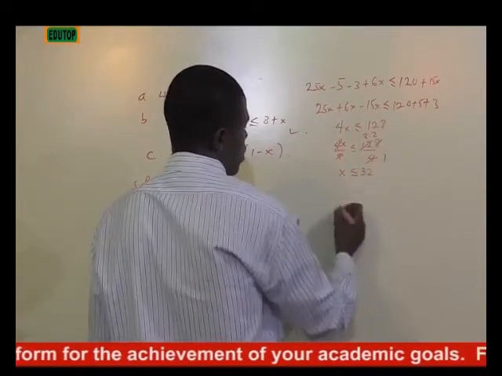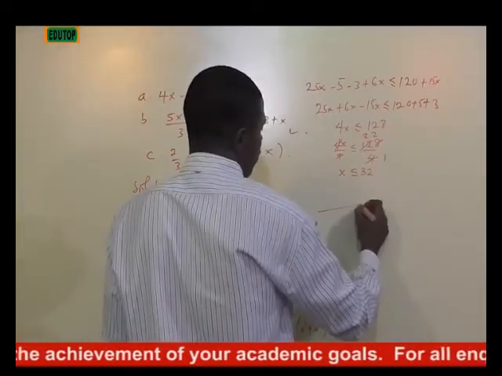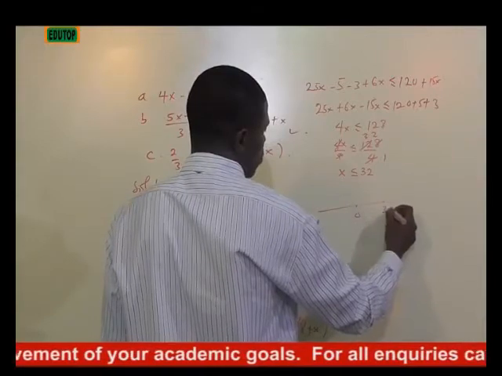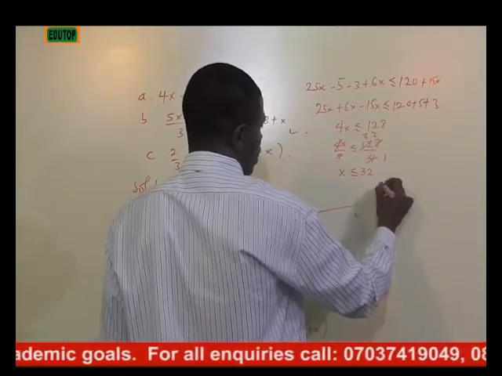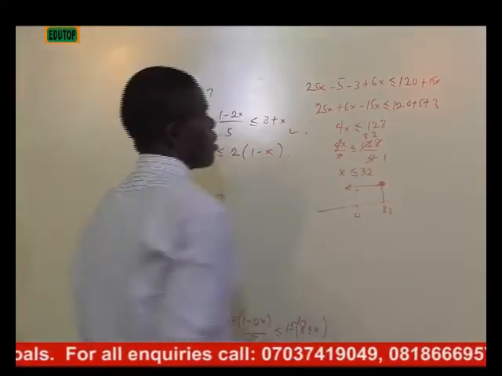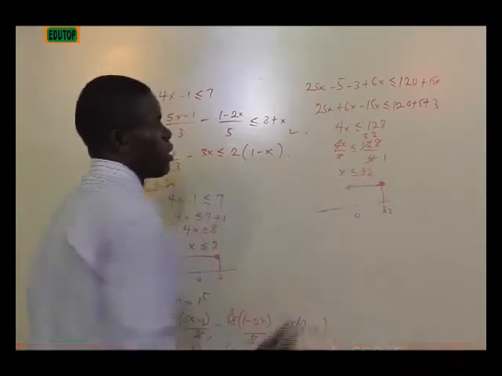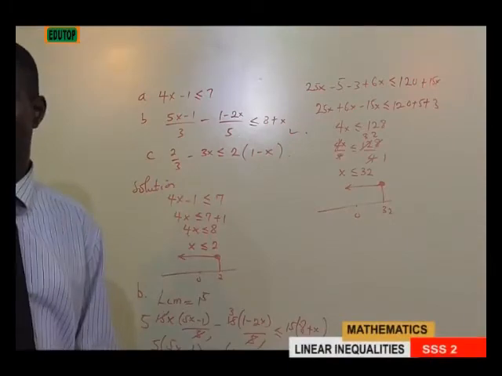So to represent this on the number line, let's say this is your 0 region and this is your 32 region. And since it's less than or equals to, it will be shaded, and it will come towards this side. So you have something like this. That's the graph of the second one.